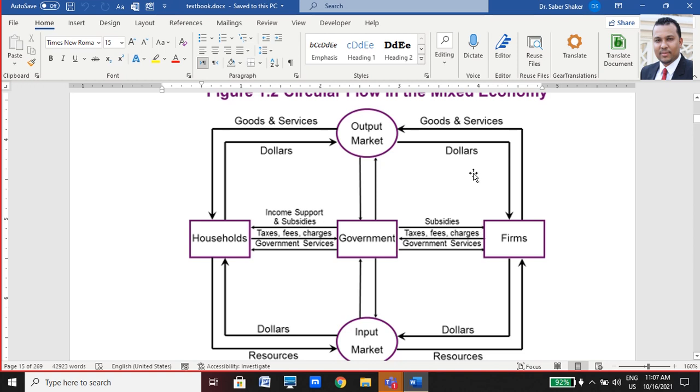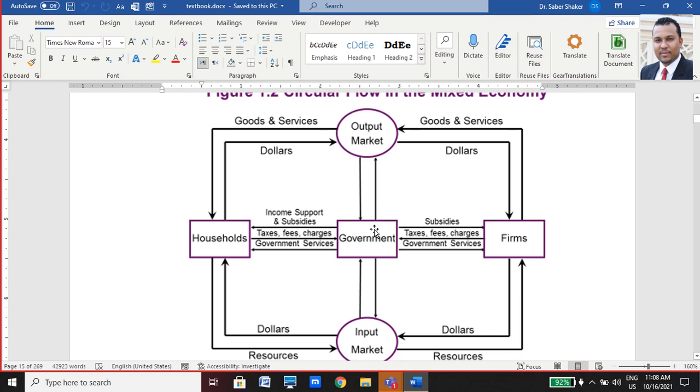What about the second? The second circle starts from firms. Firms provide the cost of resources, in dollars or Egyptian pounds, to the households, and the households use the income to purchase goods and services. So in the second circular flow, we talk about the monetary circle.